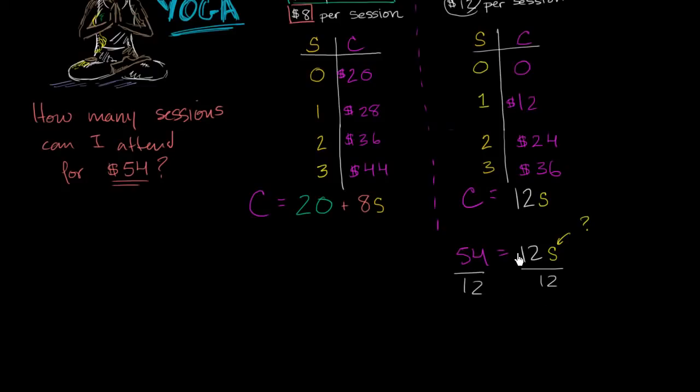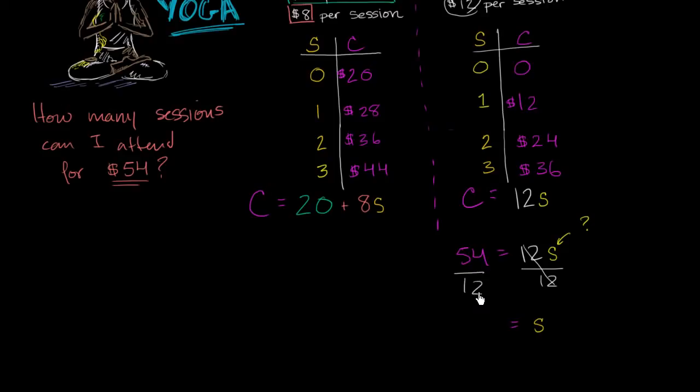If that is equal to that, in order for them to both still be equal, I have to do the same thing to both sides. So on the right-hand side, I am left with just an S. And on the left-hand side, I have 54 divided by 12.